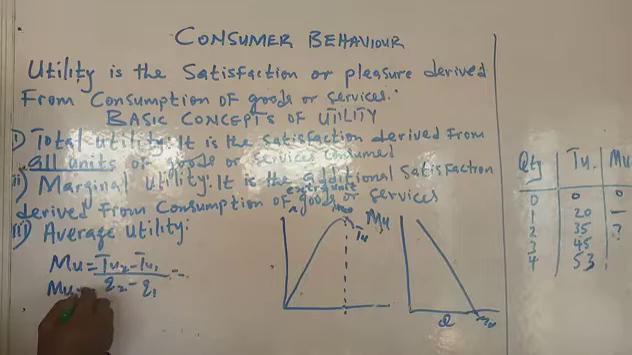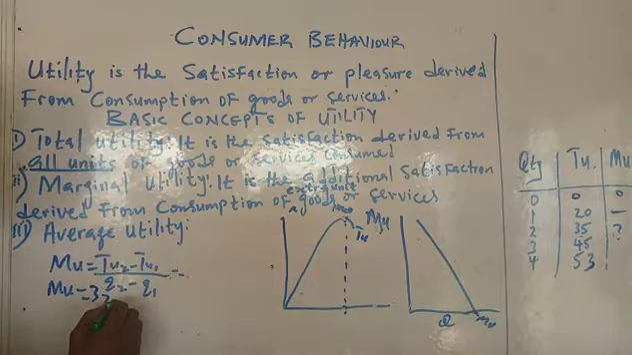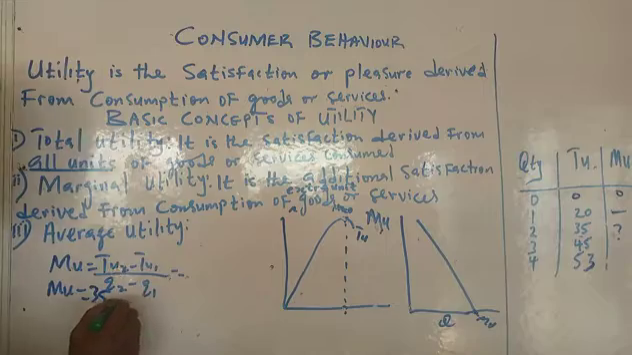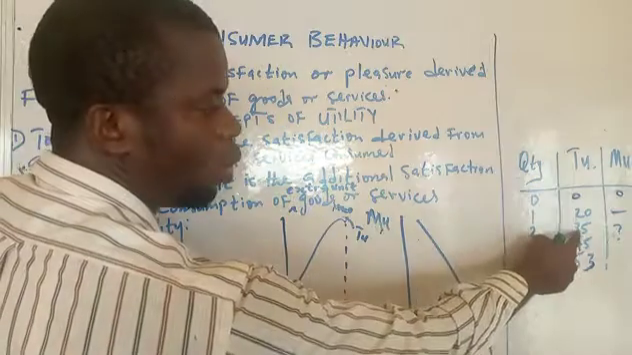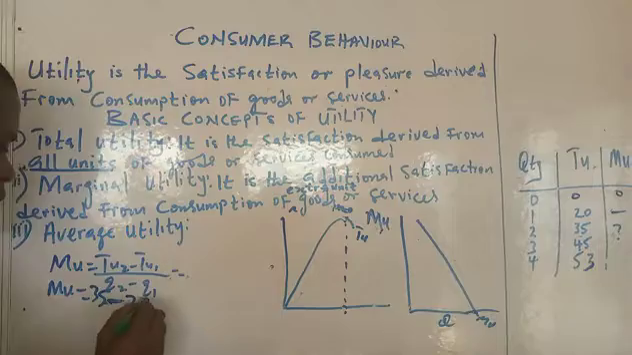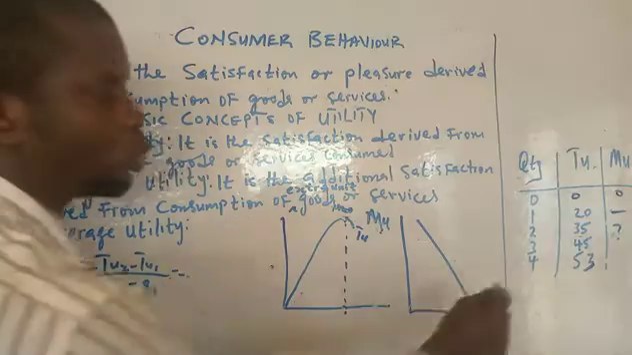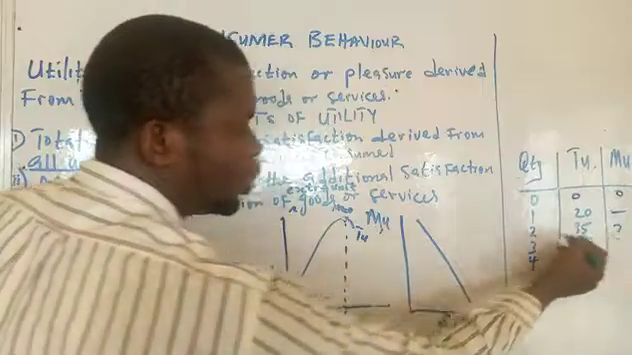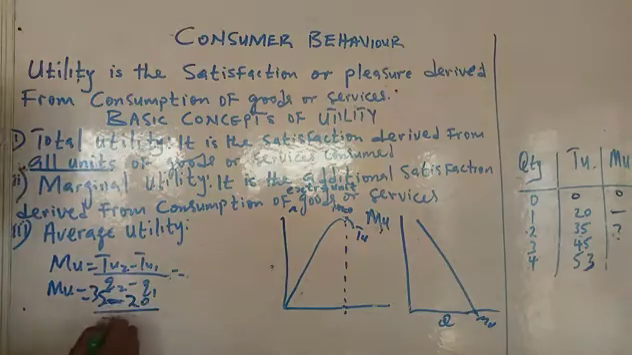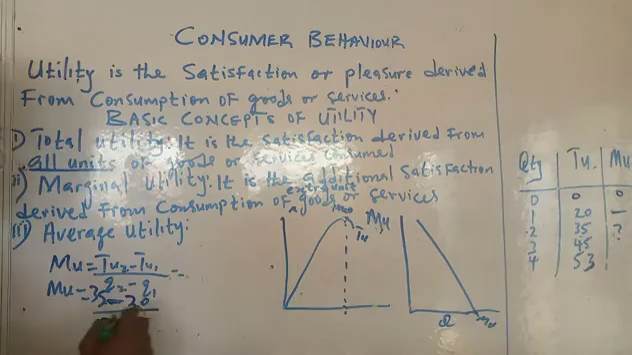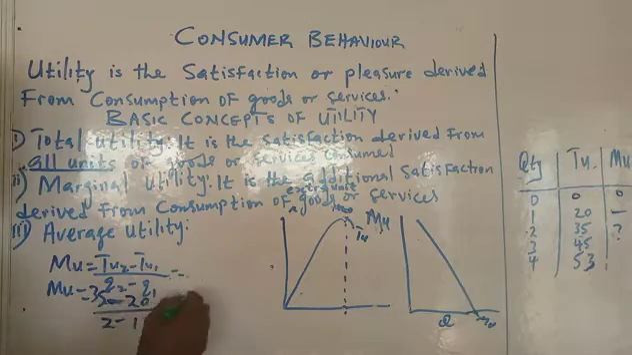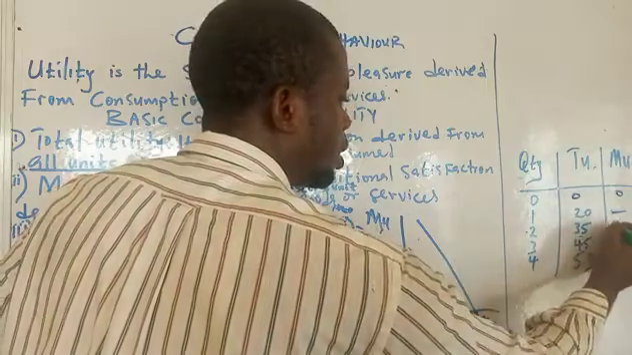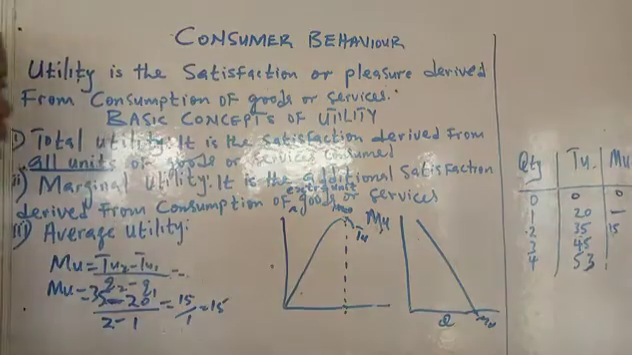So which is 32 minus, is it 32? Oh, 35. 35 minus total utility 1, the preceding one, which is 20, over Q2. Q2 will be the Q on the marginal utility we are looking for, which is 2, minus the preceding one, Q1, which is 1. So we'll be having 15 over 1, we'll be having 15. So our marginal utility here is 15.